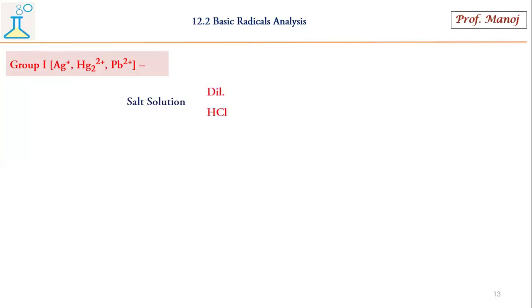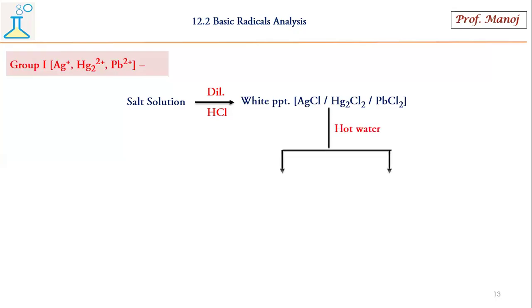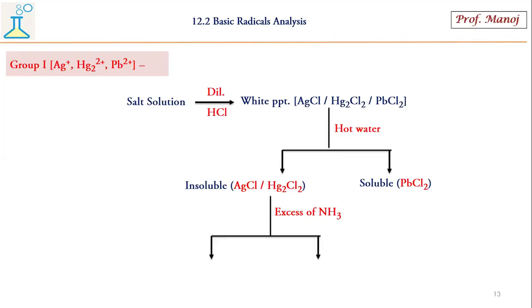So salt solution is first treated with HCl. You will get a white PPT. Whether it is silver, mercury, or lead, precipitate is white only. This is added with hot water. If this precipitate is insoluble, it means it is either silver or mercury. If the precipitate becomes soluble, it is lead. Now in that insoluble PPT, we add excess of ammonia. If it dissolves, then it is silver. If still it doesn't dissolve, then it's mercury.